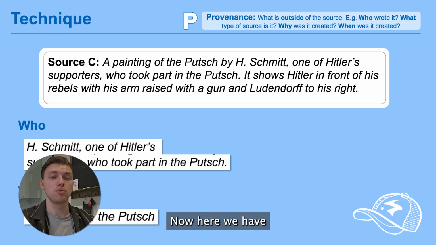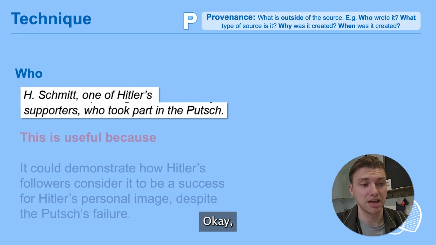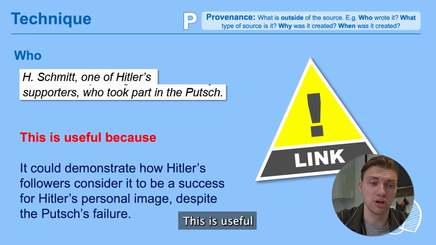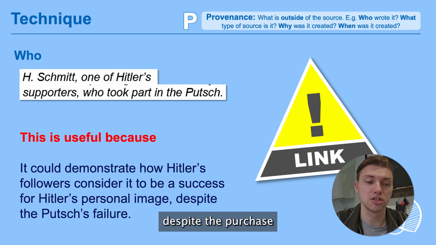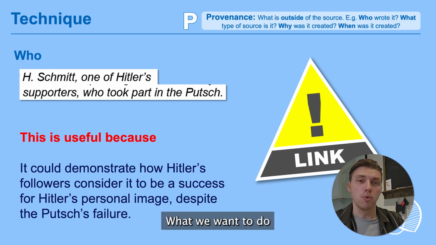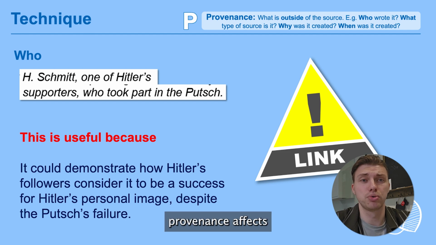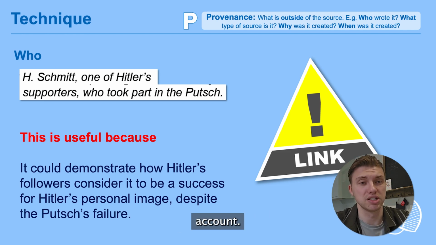Now here we have that it's H. Schmidt, one of Hitler's supporters who took part in the putsch. Again, we're making our link by judging how useful that is for our inquiry. This is useful because it can demonstrate how Hitler's followers consider it to be a success for Hitler's personal image despite the putsch's failure. What we want to do is we want to make sure we are showing our understanding that the provenance affects how useful the source is. Now remember, we're not dismissing it and we're not just commenting on the fact that it might be bias or it might be an eyewitness account.